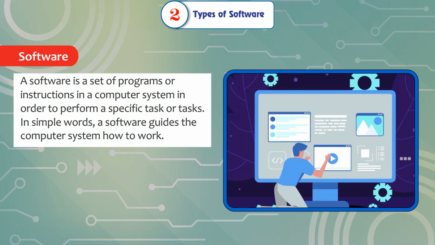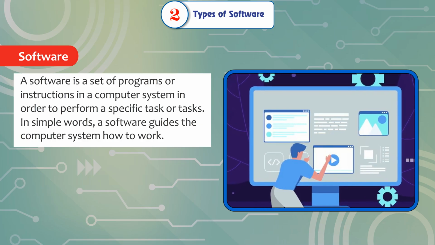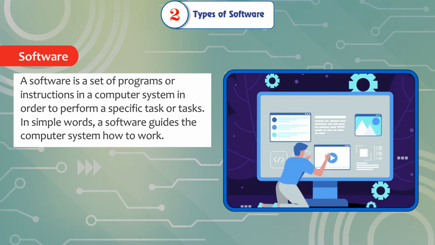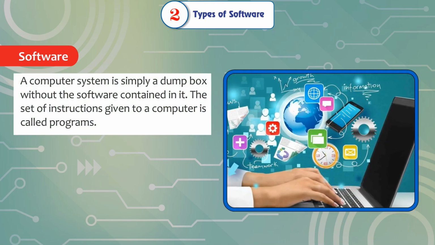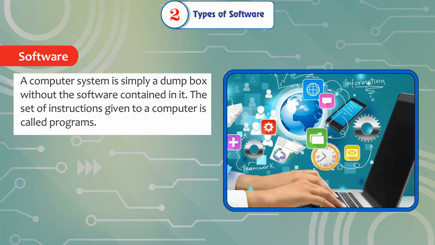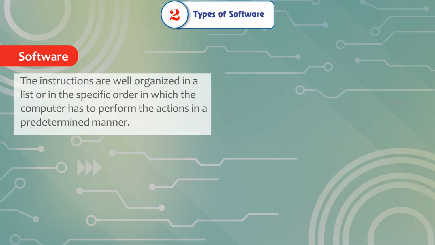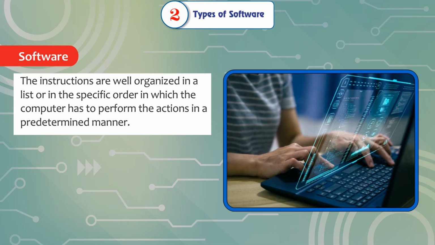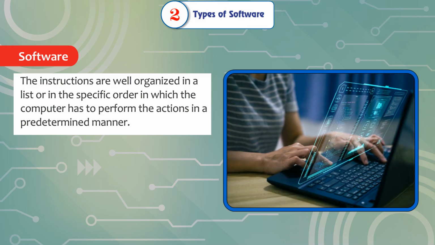A software is a set of programs or instructions in a computer system in order to perform a specific task or tasks. In simple words, a software guides the computer system how to work. A computer system is simply a dumb box without the software contained in it. The set of instructions given to a computer is called programs. The instructions are well organized in a list or in the specific order in which the computer has to perform the actions in a predetermined manner.